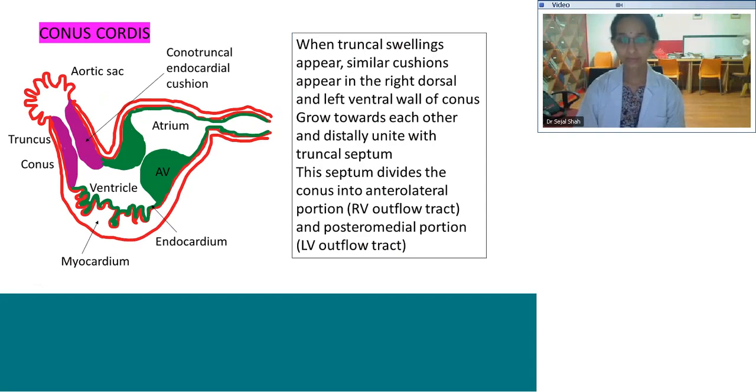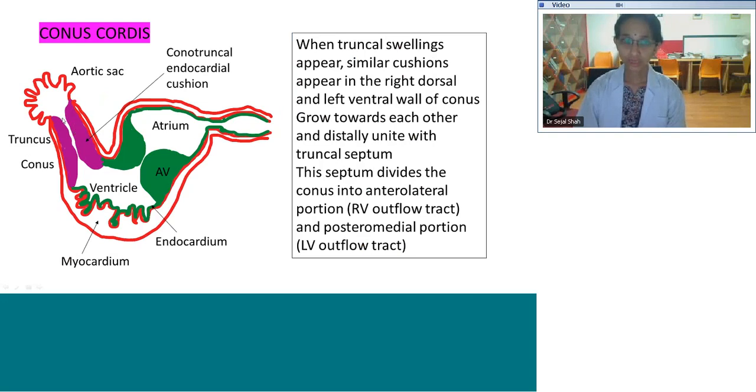Now coming to the second part, which is the conus cordis. Here we can see this is a sagittal section, and this is the ventricle, this is the conus, and this is the truncus. So what we saw was the development of this area along with the semilunar valve development. Now we are going to talk about the conus. Conus is a little larger and wider area compared to the truncus.